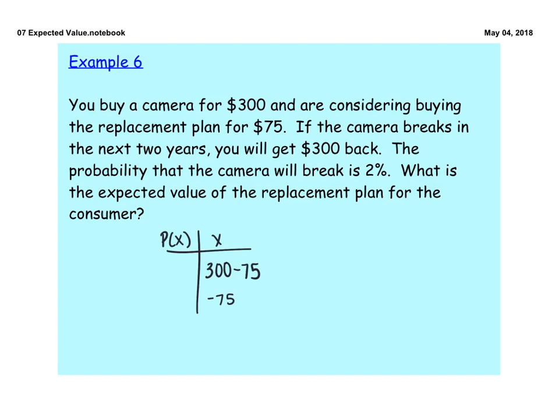So the probability that the camera breaks and that you get $300 and then minus the $75 that you paid for the plan is 2%, okay? So that means that the probability that the camera doesn't break is 98%. So when I set this up, I'm putting in 225 because I subtracted 75 away from 300. And this is going to help me calculate the expected value.